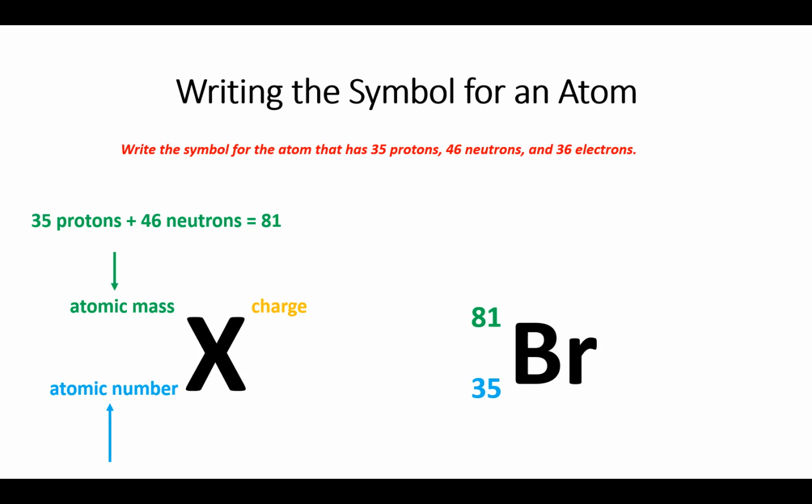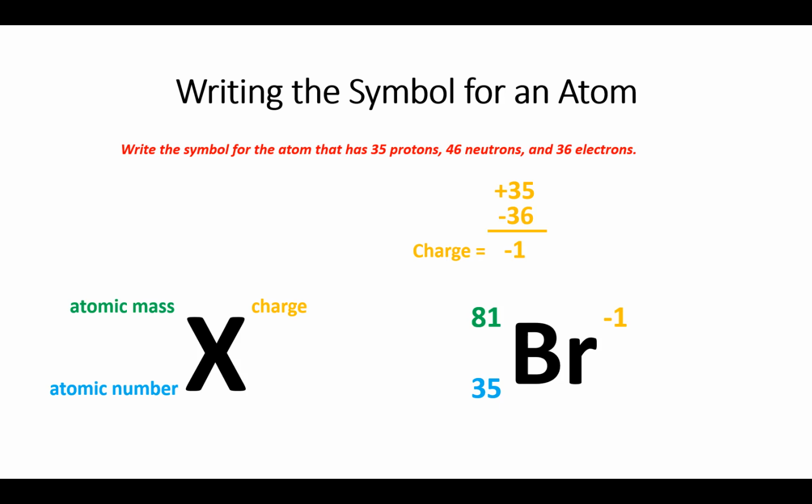This time we have 35 protons, or a nuclear charge of plus 35, but there are 36 electrons circling on the outside. Positive 35, negative 36, that adds up to a charge of negative 1, which goes in the upper right-hand corner of the ion.